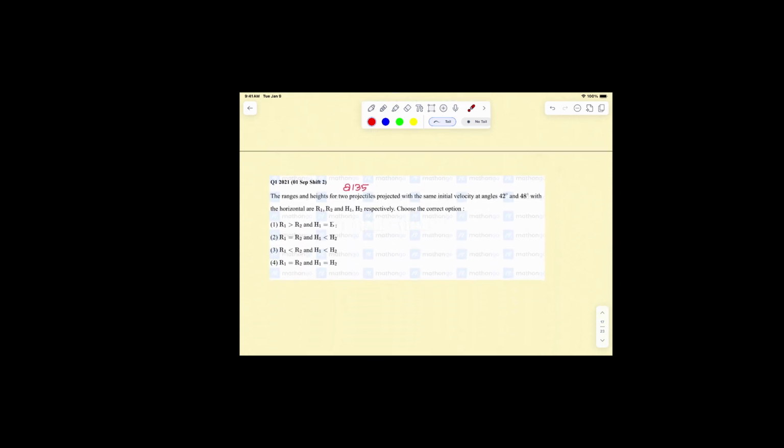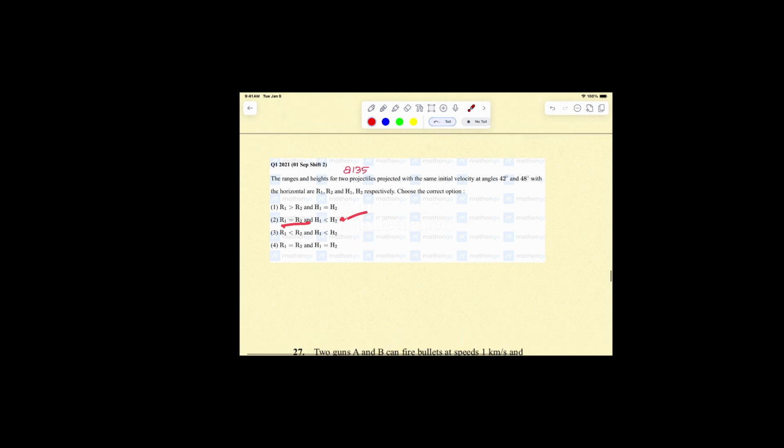Question 135. Ranges and heights of two projectiles with the same initial velocity at angles 42 and 48. 42 and 48 are theta and 90 minus theta. Therefore, they should have the same range. R1 must be equal to R2. Whereas the higher theta means higher sin theta, higher sin squared theta. Therefore, the 48 degree projectile will have H2 more than H1. So you can choose the option H2 more than H1, R1 equal to R2.